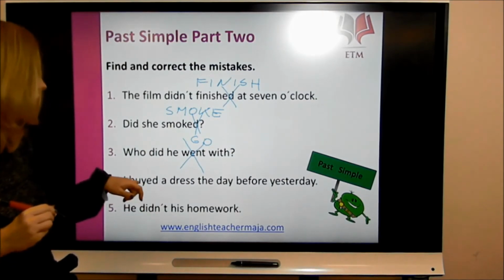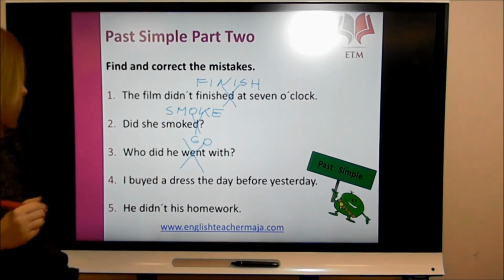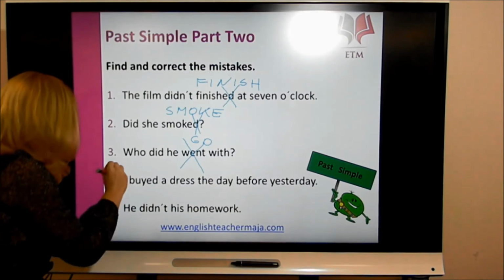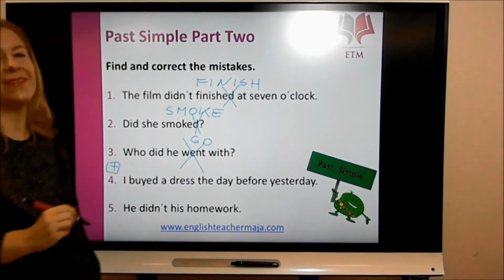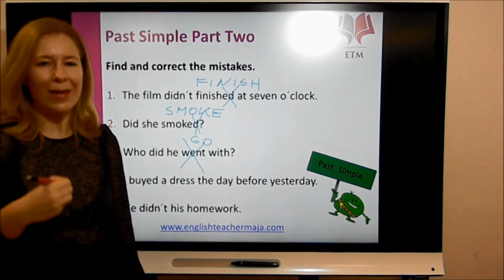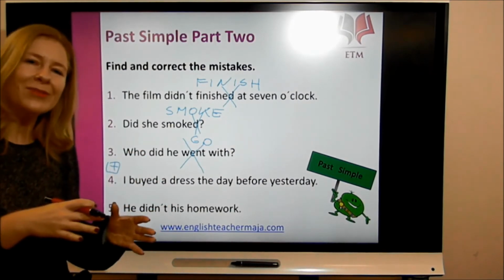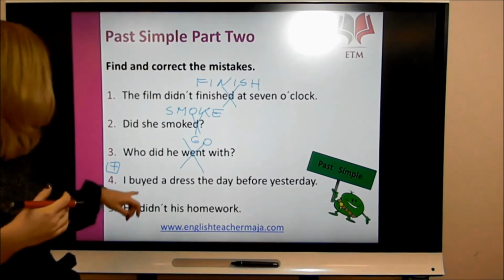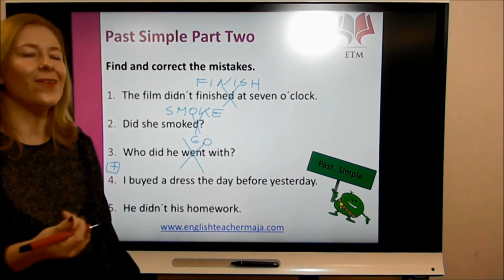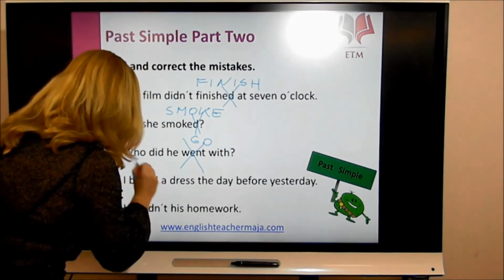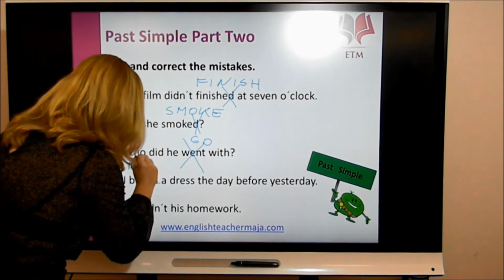Number 4, I bought a dress the day before yesterday. So this one, number 4, is a positive sentence. You know that to make a positive sentence in the past simple, we need to use regular verbs with ed or irregular verbs. Buy is an irregular verb. So it's bought.